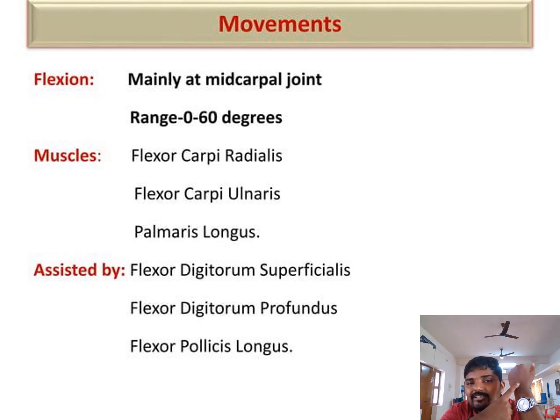The muscles responsible for flexion are flexor carpi ulnaris, flexor carpi radialis, and palmaris longus. The assisting muscles are flexor digitorum superficialis, flexor digitorum profundus, and flexor pollicis longus. Why are they assisting muscles? Because when the wrist flexes, the fingers also flex. This is called passive insufficiency. This movement happens automatically, helped mainly by these muscles.